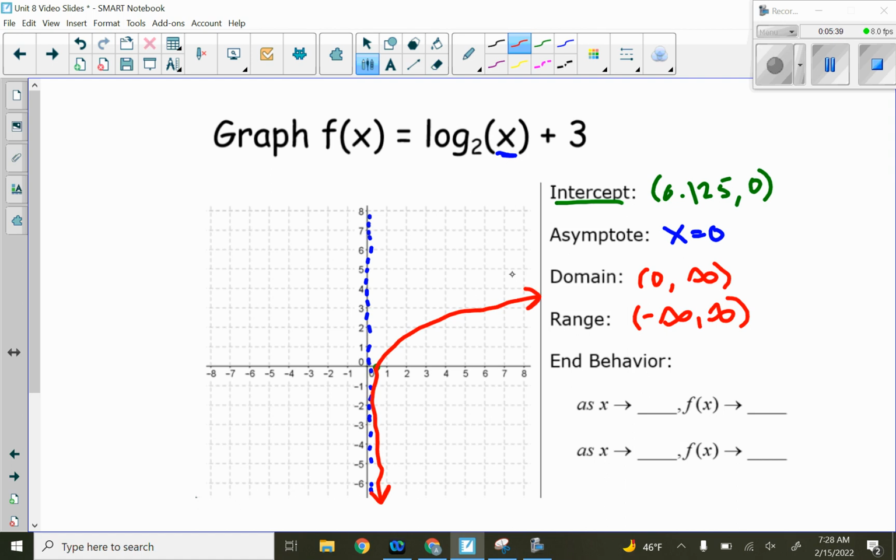Now our end behavior, so as x approaches 0, because we get really close to 0, f of x, which is our y value, approaches negative infinity. And then on the right, we're going to infinity on our x. So as x approaches infinity, f of x, which once again is our y, is also going to infinity. That's how we graph our logs.